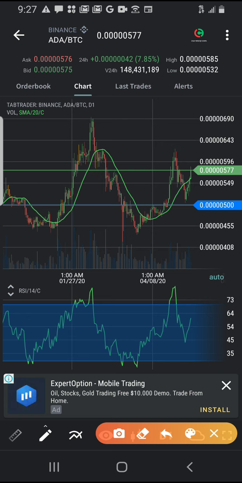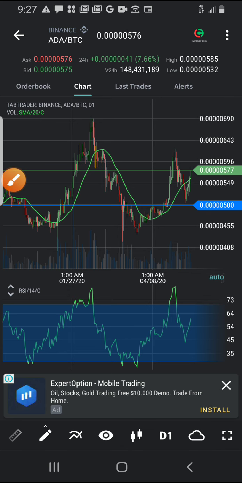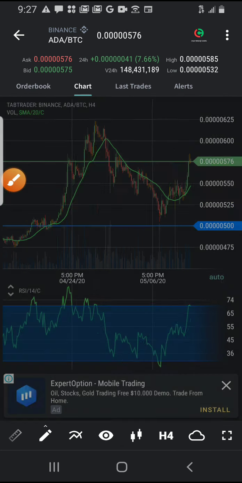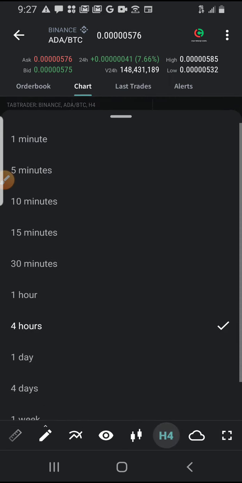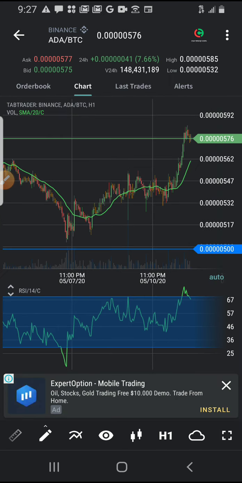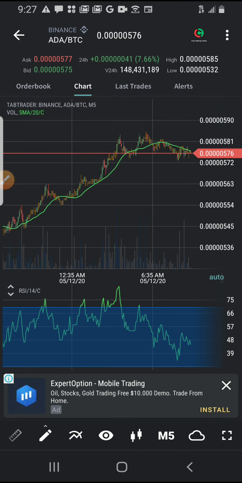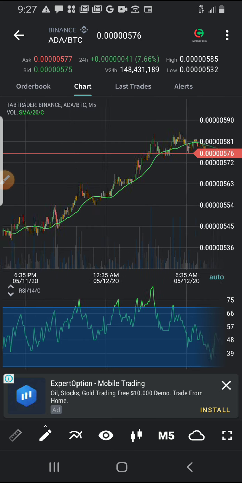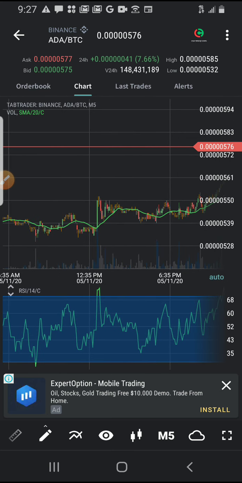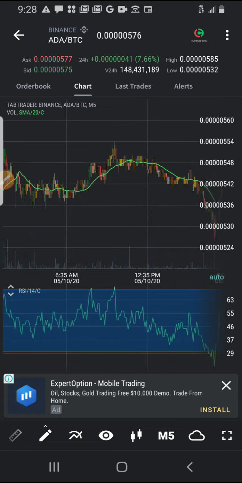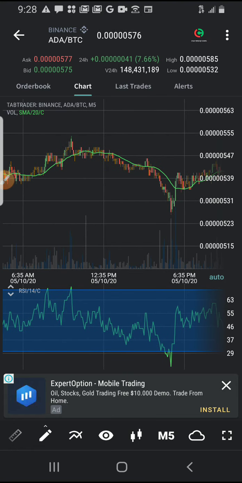If it's still not clear to you, I will also use H4, or H1, or 5 minutes, any time frame at all. So whatever time frame you use, whenever you see it above 70, you sell. Once you see it below 30, you buy.